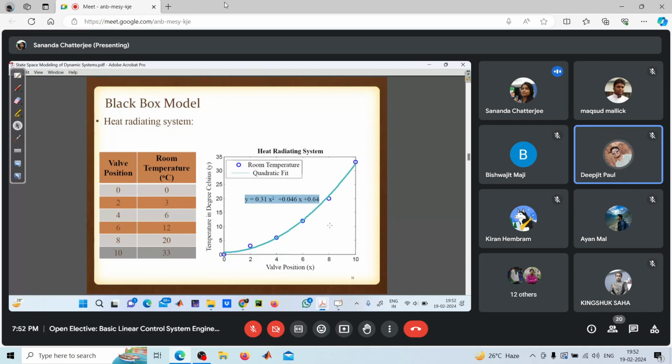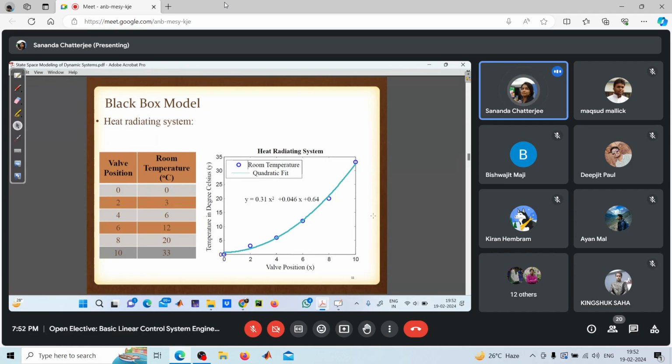Yes, ma'am. So model fitting or curve fitting, this is only one dimensional data, so therefore curve fitting works; if you have more dimensional data, you have to go for some other technique. So this is an example of a black box model. But in this course we are mainly interested in the white box model.